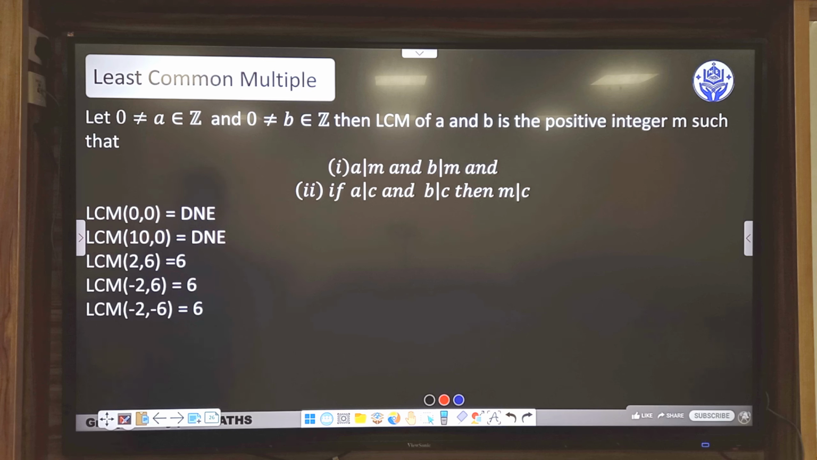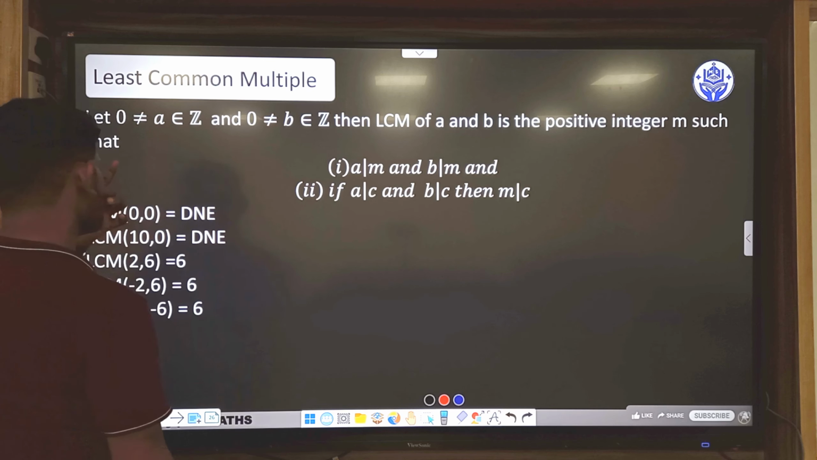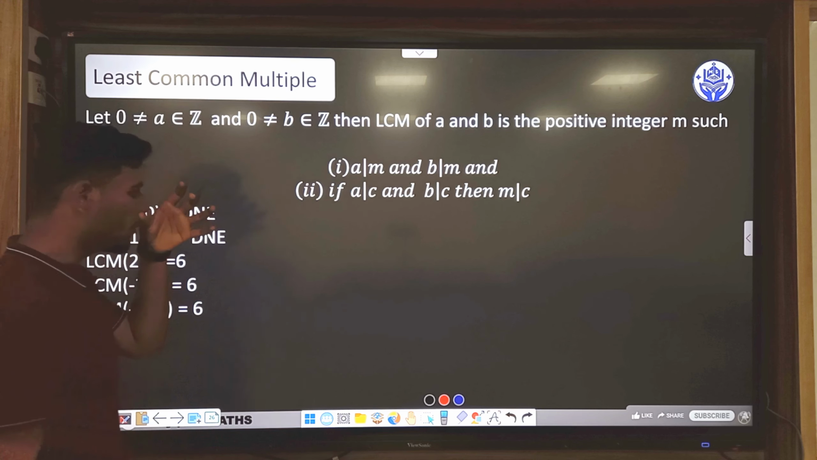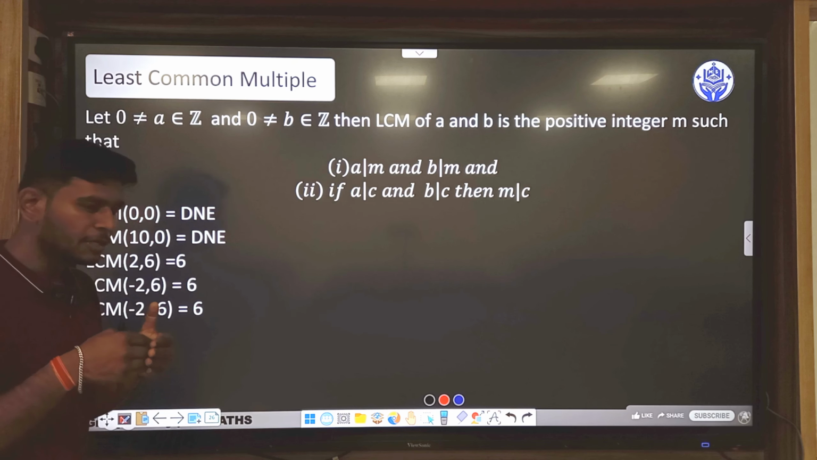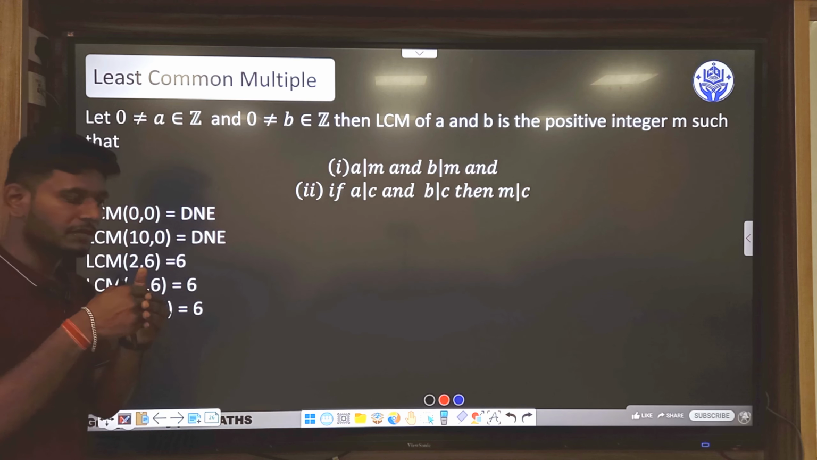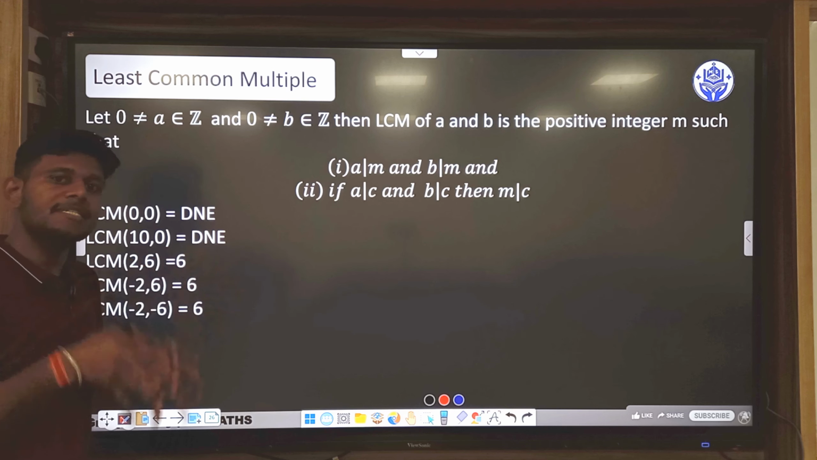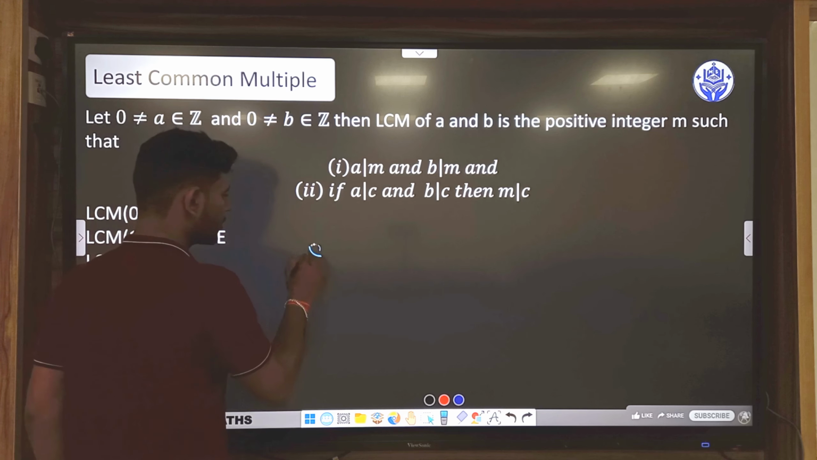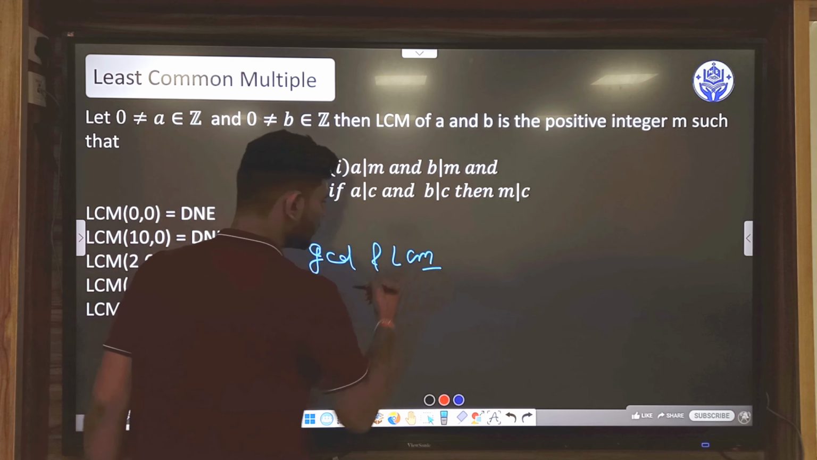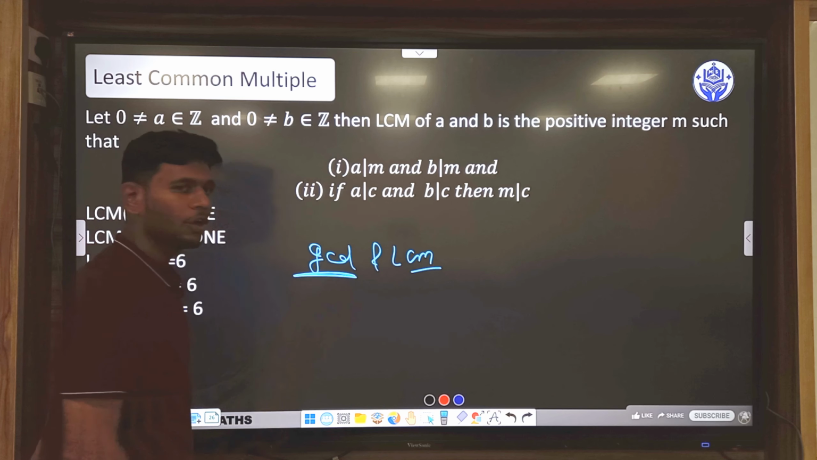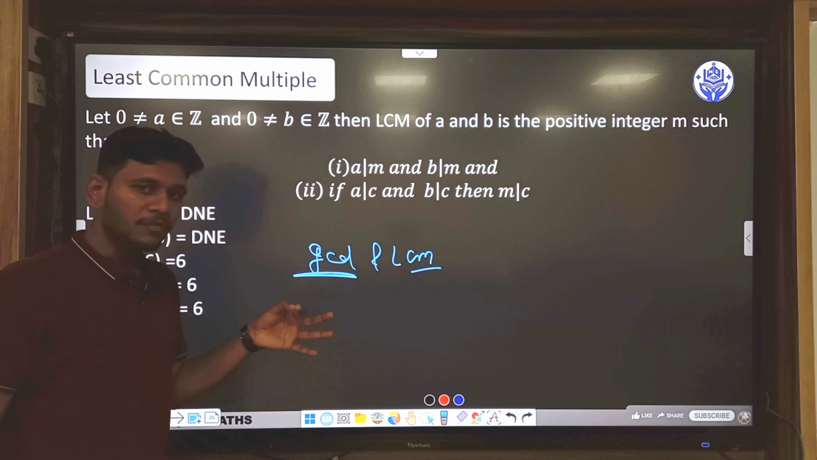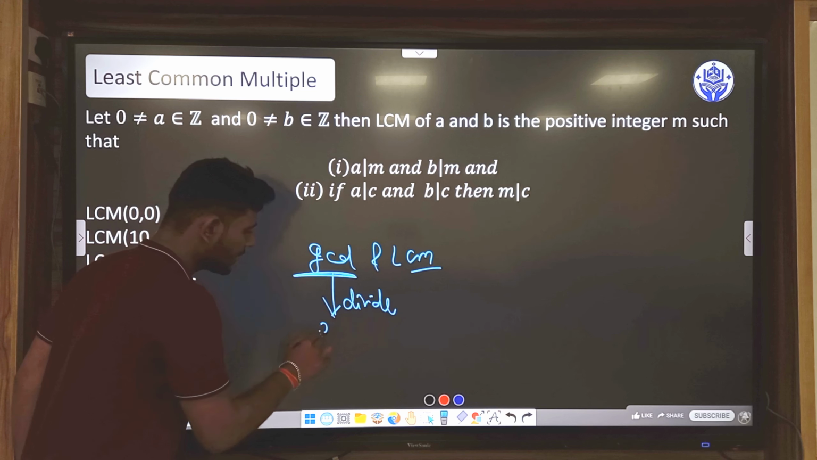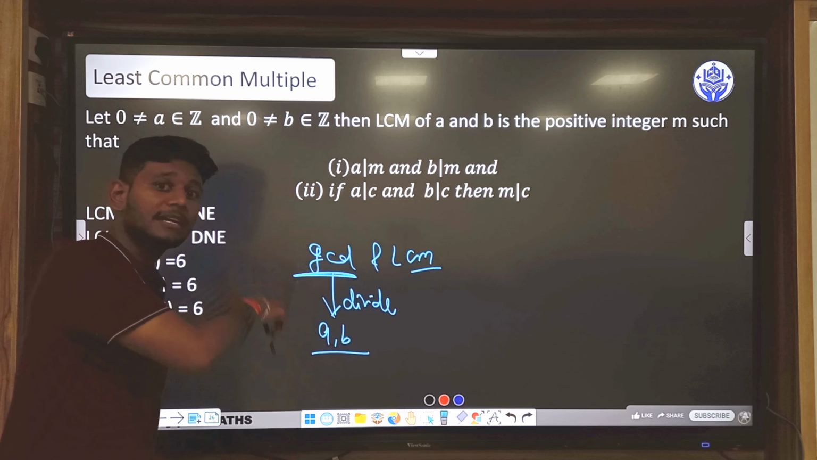Next, we have the least common multiple, LCM. It is the least number which is divisible by both A and B. Just understand the concept of GCD and LCM; they are quite different. GCD is the highest, the greatest number which divides both A and B commonly.